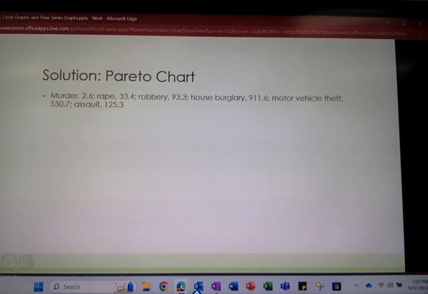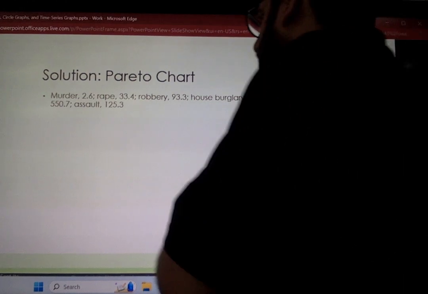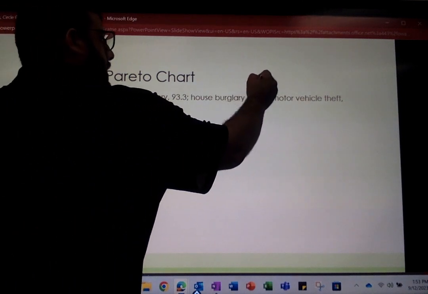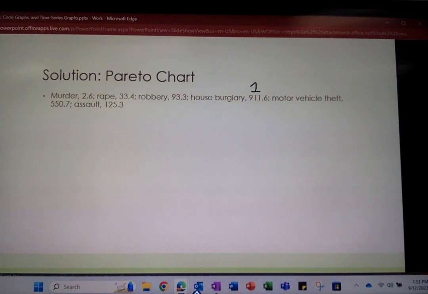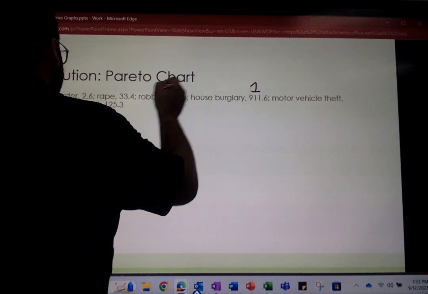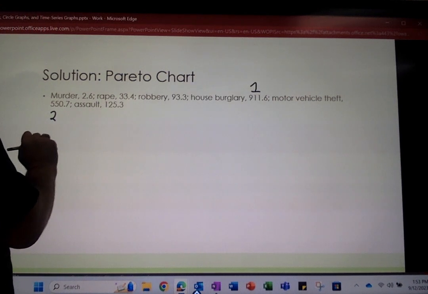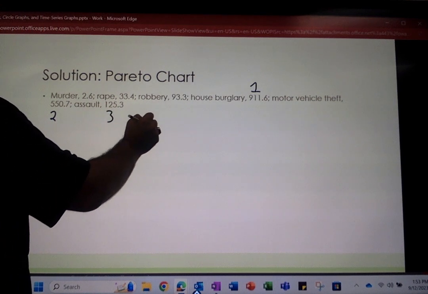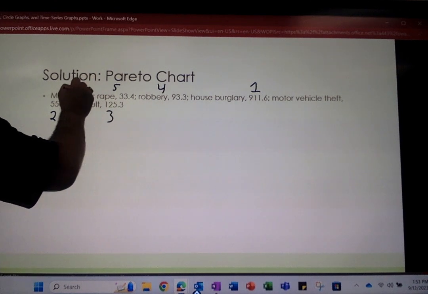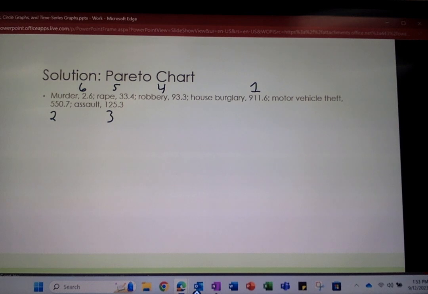Again, here's my data. I'm going to start with my highest one. That's always the one you want to start with. So here, that's number 1. The next one up is motor vehicle theft, which is number 2. Then assault, which is 3. Robbery, which is 4. Rape being 5. Murder being 6. Okay, so we're going to go ahead and organize this.